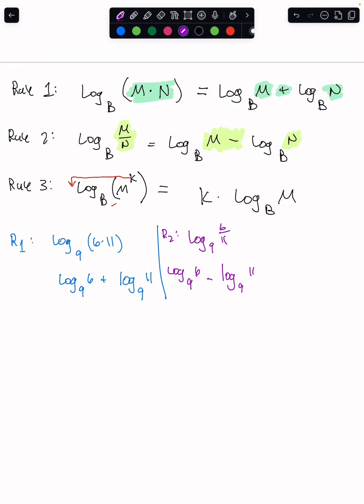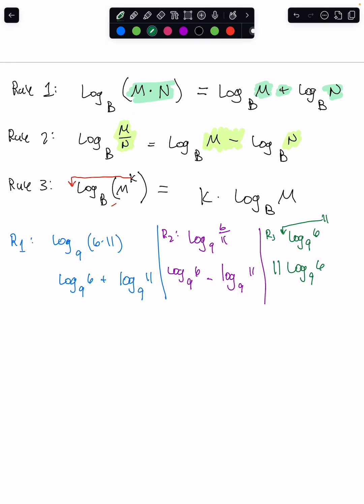Okay, and finally, rule 3, if I had log base 9 to the 6th raised to the 11, this 11 is going to drop down to the front. That's going to be equal to 11 times log base 9 to the 6th. Okay, so we're just really rewriting all of those. That's rules 1, 2, and 3, and those are their examples.